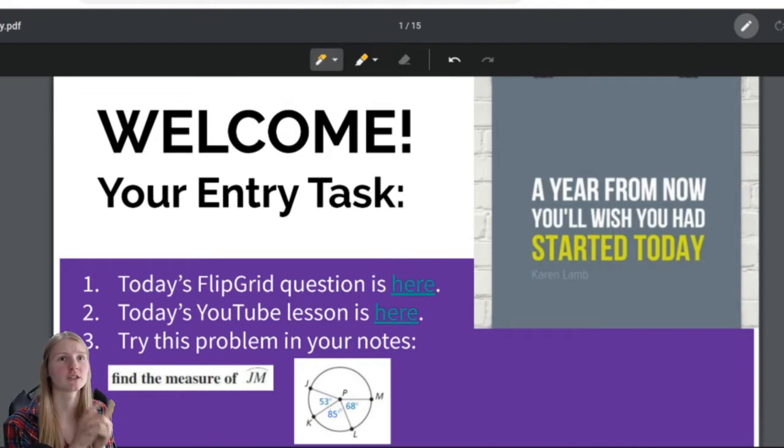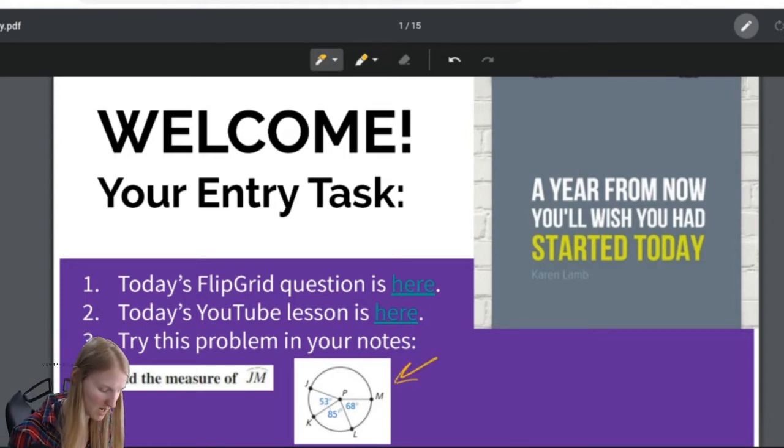And now please try this problem in your notes. Find the measure of the arc JM. Pause the video, try it yourself, and then unpause it to do it with me. Okay, so we are using this diagram right here to find the measure of JM. Remember that arc is the same as this angle measure right here.